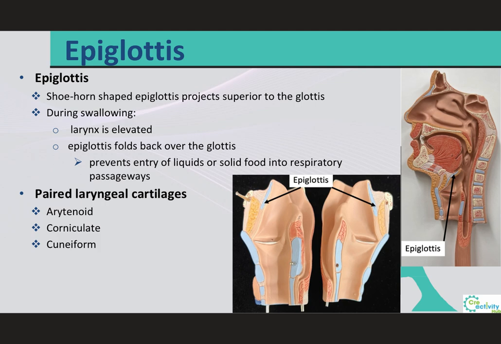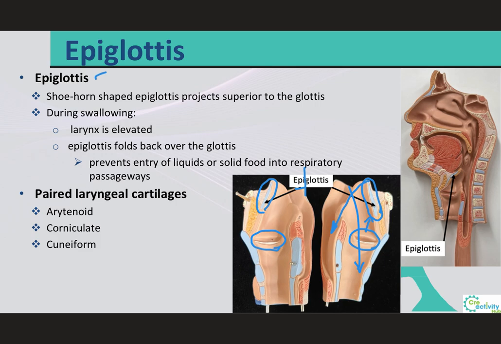Next, we have the epiglottis, which is the last large cartilage, and it forms this shoehorn-shaped structure that will project superior to the glottis. So this structure over here is the glottis, and notice how the epiglottis is located superior to it, and this is why it's called epiglottis, where epi means above. And during swallowing, the larynx is going to be elevated and the epiglottis will fold back over the glottis to prevent the entry of liquid or solid food into the respiratory passageway.